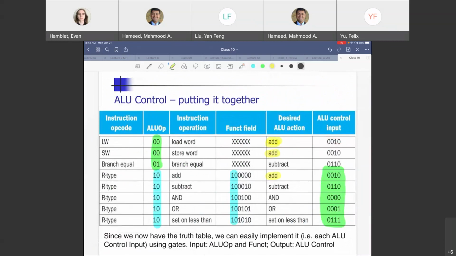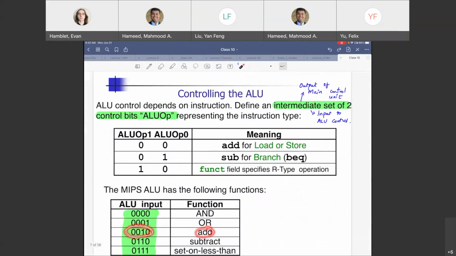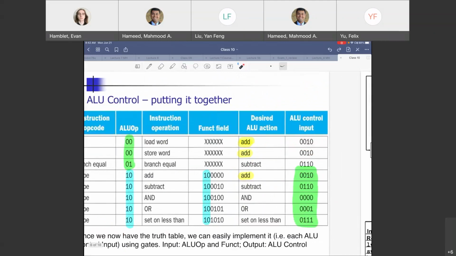here, not the last one. Our ALU control input is going to be the same, 0010. Whenever you need to add, we need to give the ALU input a 2. That 2 is here, here, and here in our small set of instructions that we are trying to do. All right, so let's see.